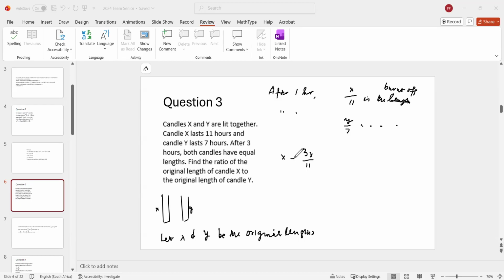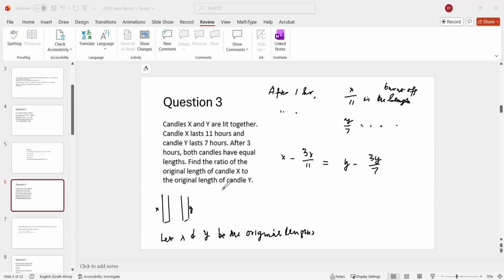So the length of the candle will be the original length minus what is burnt off. And the same thing with the y. After 3 hours, 3y disappears, and the length that remains is that. And they say that after 3 hours, both candles have equal lengths. All right, so this is what you've got here.